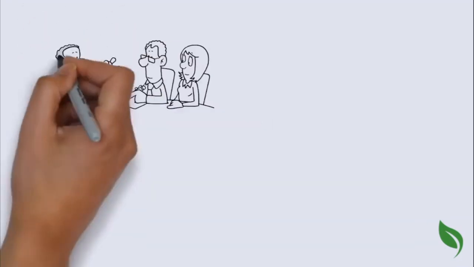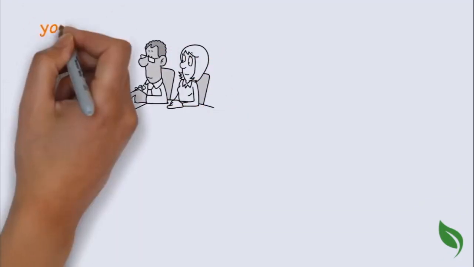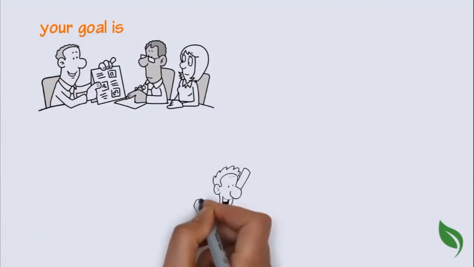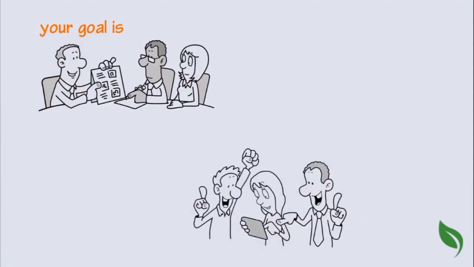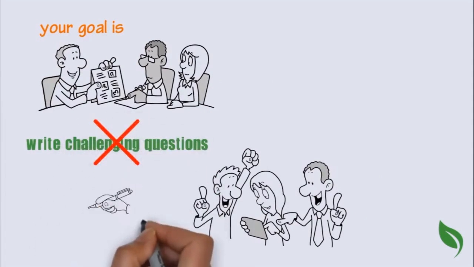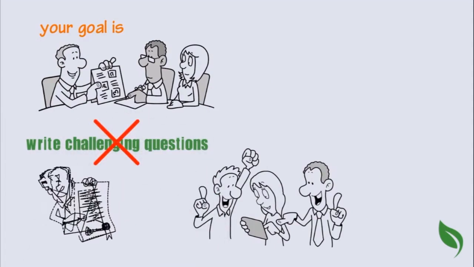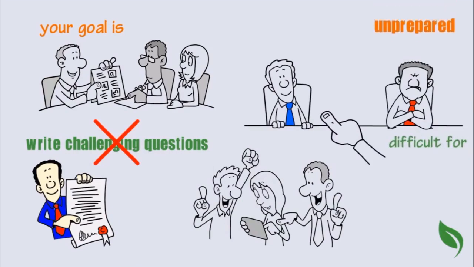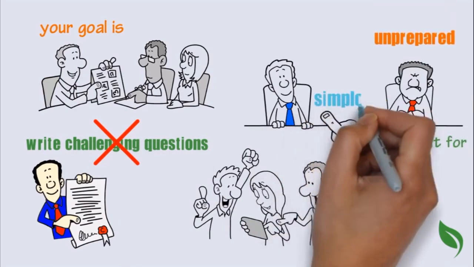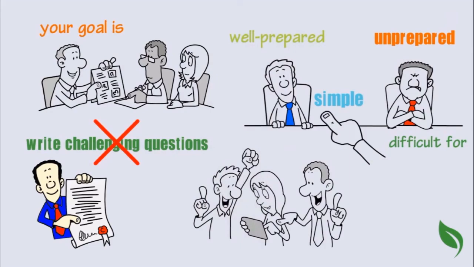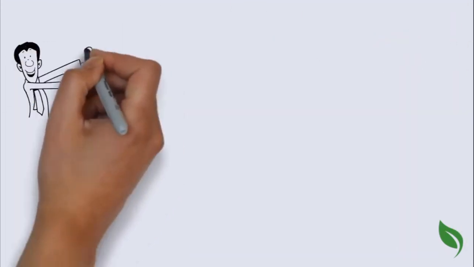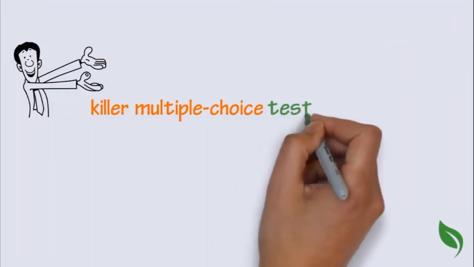And lastly, Number 10. Throughout your test creation process, remember that your goal is to find out how well your learners have achieved the objectives of the course. Your goal is not necessarily to write challenging questions or a hard test. A well-written test question is difficult for an unprepared test taker, and simple for a well-prepared test taker. And that's how you write a killer multiple choice test question.